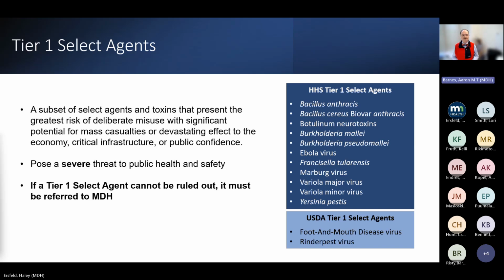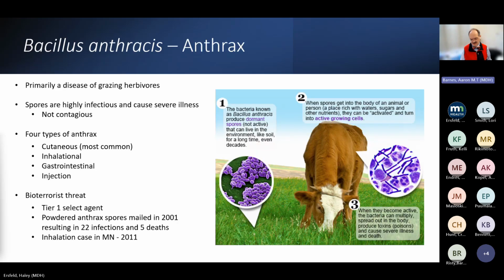Next slide, please. All right, so let's talk about some of the organisms that you may run across. So Bacillus anthracis, causative agent of anthrax.